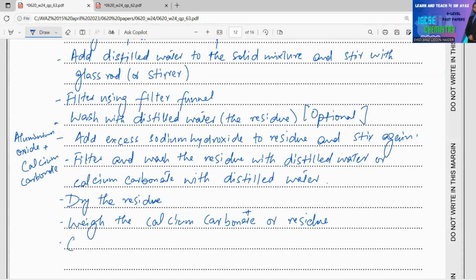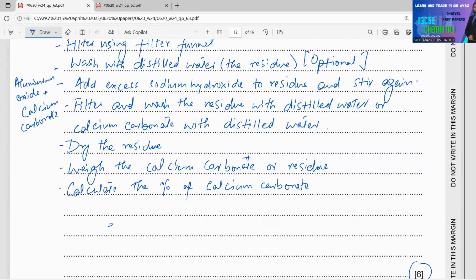Calculate the percentage of calcium carbonate. How are you going to calculate? You have the mass of calcium carbonate multiplied by 100 and divided by the initial mass of solid mixture.